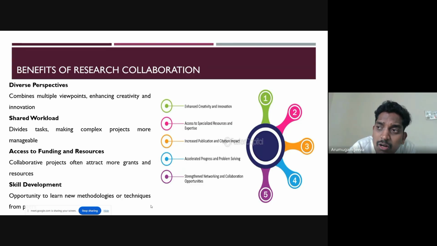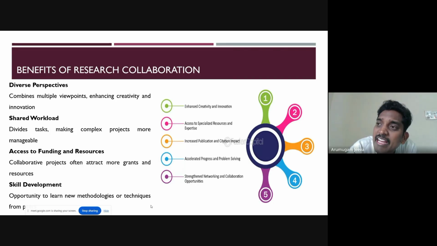And we will get a very good update on the world arena. You may be thinking within your own region or your own available resources. But if you go for this kind of collaboration, you will come to know what diversified options and applications are available at the world level. They can give a lot of expertise and knowledge to you. That is possible. And you can have a shared workload.